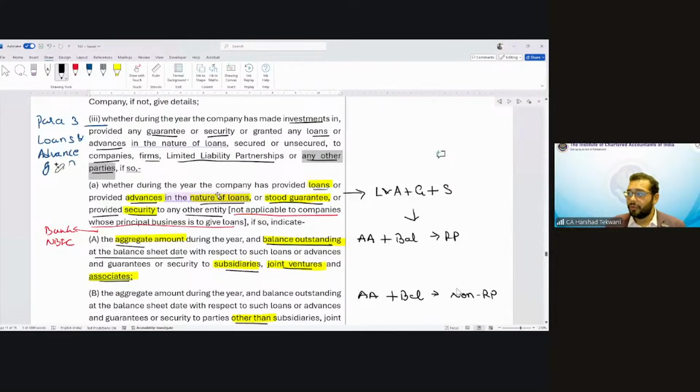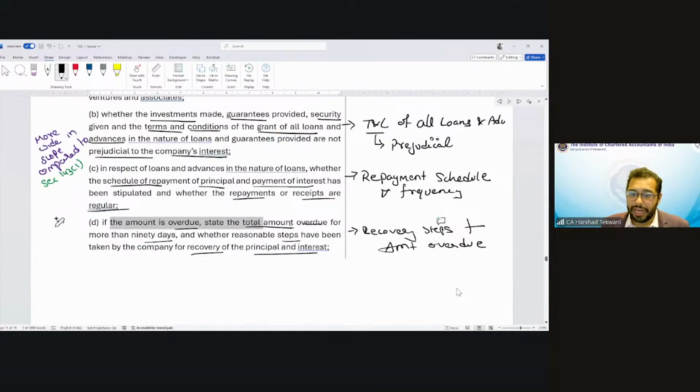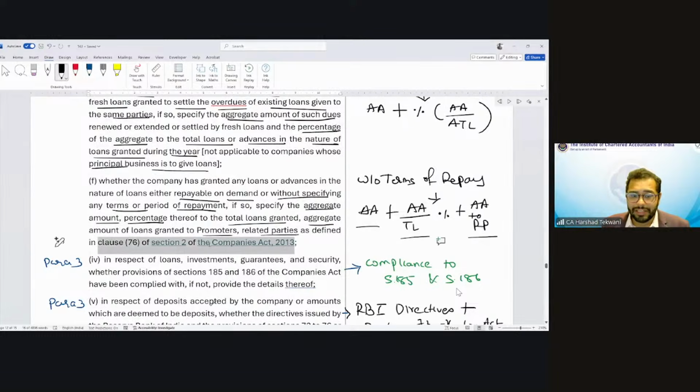Sorry, I think it was not visible. So para 3.3 talks about any other party. It may be related, it may not be related. So if an amount is overdue, state the total amount overdue for more than 90 days, and whether reasonable steps have been taken by the company for the recovery of the principal and interest. Second, if this entity falls under section 2(76) of the Companies Act, then check whether the company has granted any loans and advances in the nature of loans either repayable on demand or without specifying any term for the period of repayment. If so, the aggregate amount, percentage of total loans granted, and aggregate amount granted to these promoters and related parties.